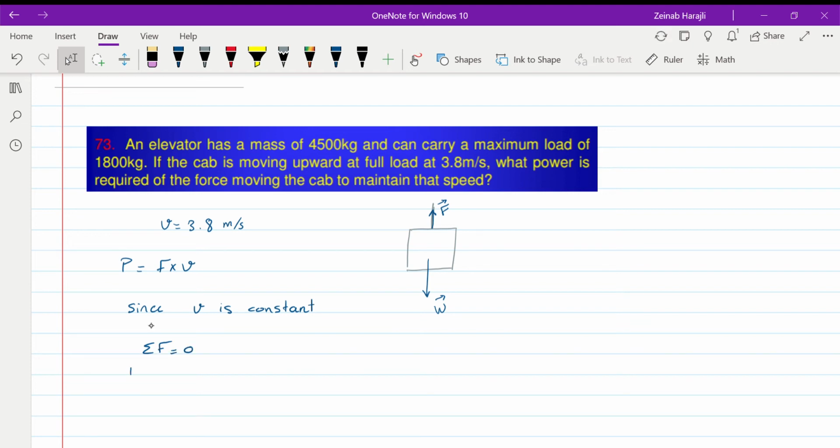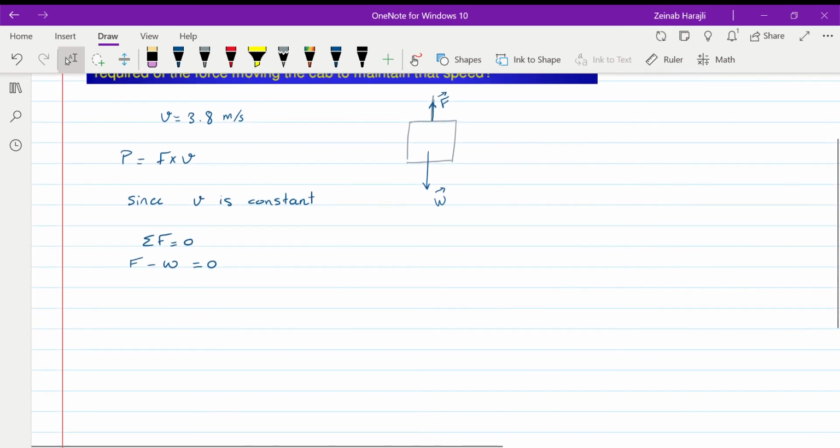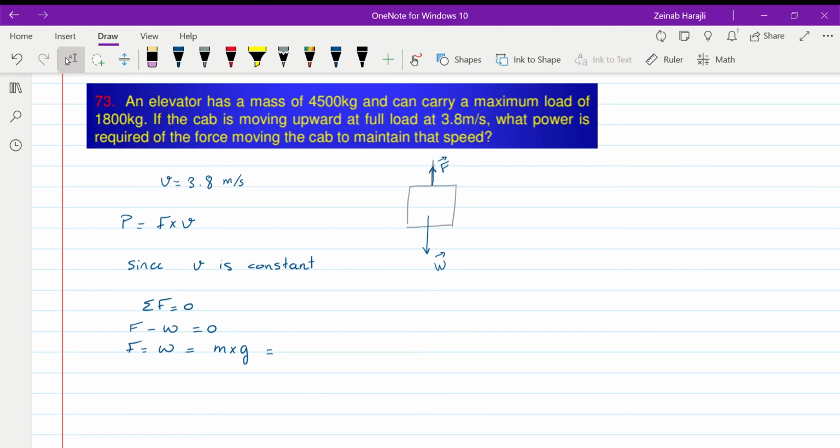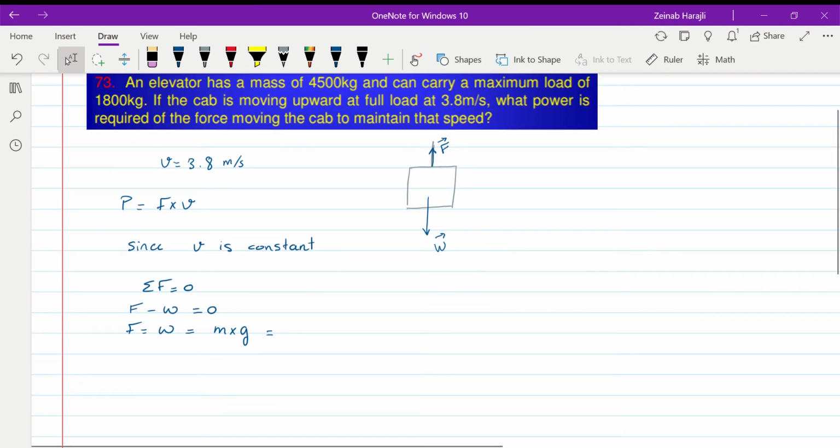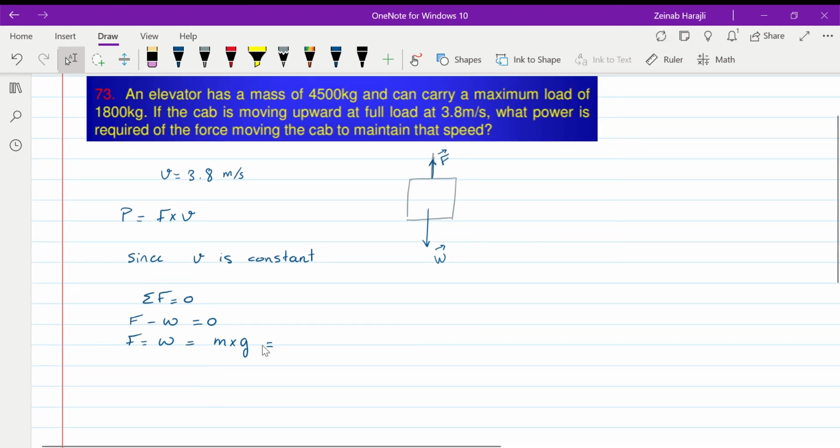And so F minus the weight is equal to 0, taking the upward direction to be the positive direction. And then the force is going to be equal to the weight exerted on this elevator. Now if we want to find the weight force, we know that the weight is equal to m times g. Now the mass here is the mass of the elevator and whatever is inside it. We're told that the cab is moving at full load, so this means that it contains a mass of 1,800 kilograms in addition to the mass of the cabin, which is 4,500 kilograms.